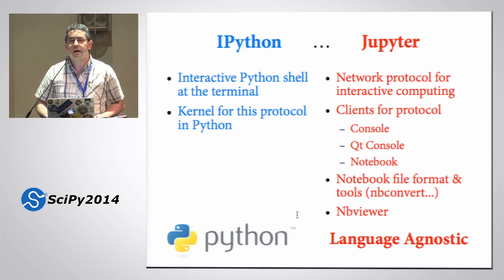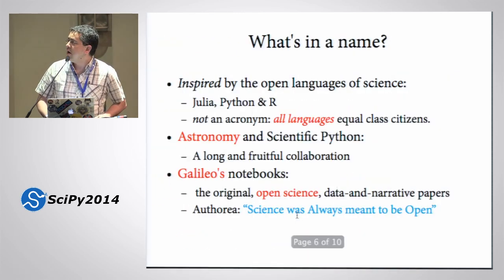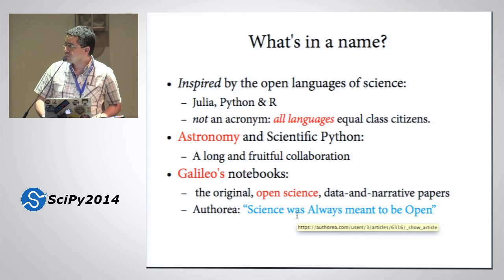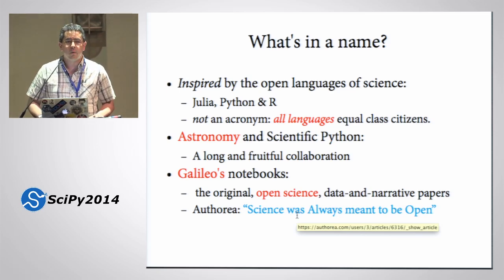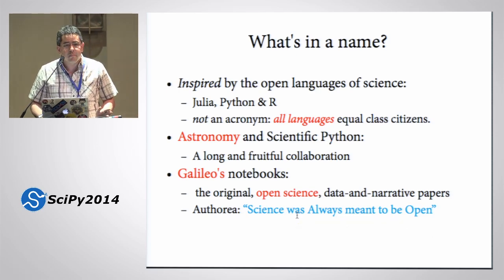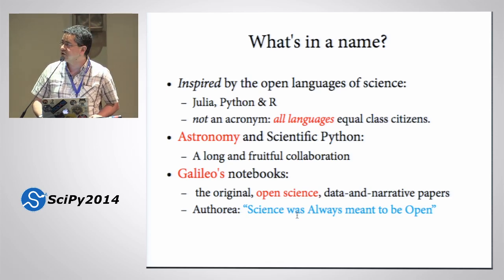And so we're moving in this direction of growing the project into this new project called Jupyter, which is inspired by what I think are the three open languages of science, which are Julia, Python, and R. It's not an acronym. As I said, it's inspired by these, but we're defining protocols and machinery to make all programming languages equal class citizens in the architecture.